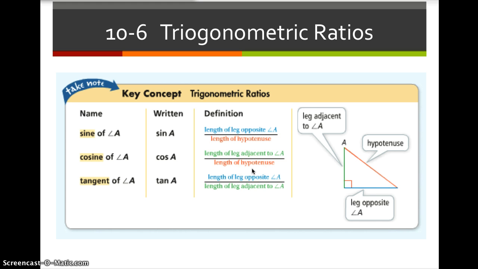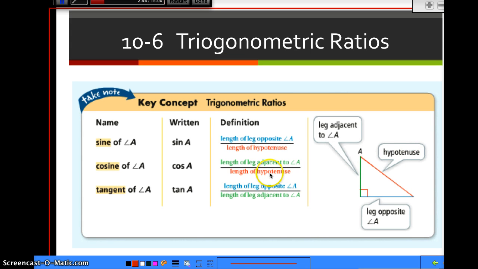Alright, 10.6, trigonometric ratios. This is honors level. Regular crew does not do this for a little bit longer. I think this is totally new for you, but you're going to need a scientific calculator at the minimum. You need to have sine, cosine, which it says cos, and tangent, tan, on your calculator in order to do some of these problems.